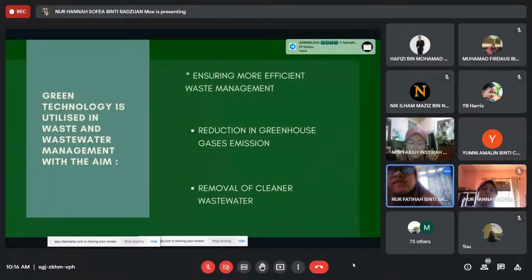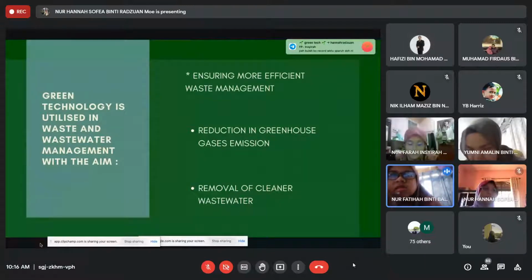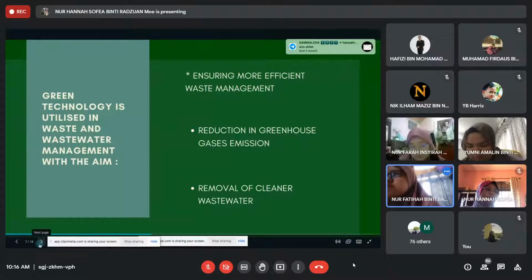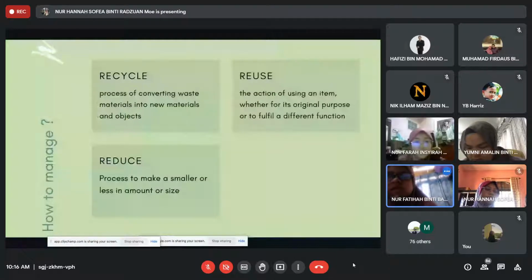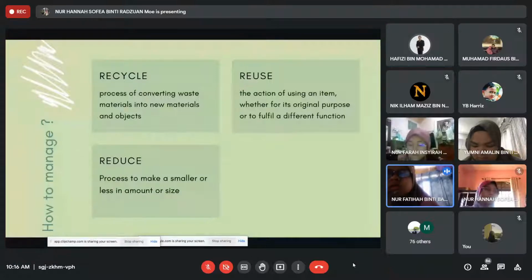Okay, the green technology is utilized in waste and wastewater management with the aim of ensuring more efficient waste management, reduction in greenhouse gas emission, and removal of cleaner wastewater. Okay, next.